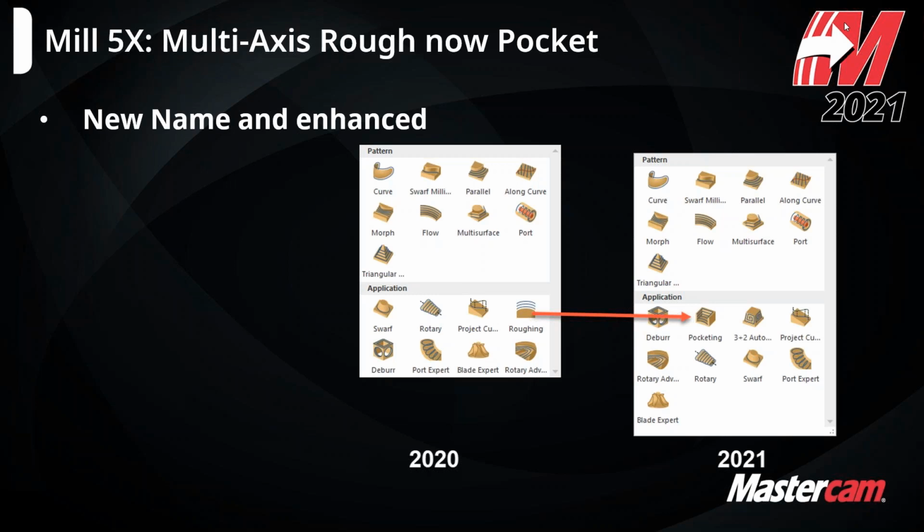Because you would go to maybe rough an outside part of a part and it wouldn't have walls, or it wouldn't be a pocketed feature, and it would ask you to select the walls of the area, and you're thinking, oh, I don't have any walls to select. I just want to machine this section. Well, we cleared up that confusion by now calling it multi-axis pocket. So you do need a pocket-like feature or something with a floor and walls in order for it to be programmed.